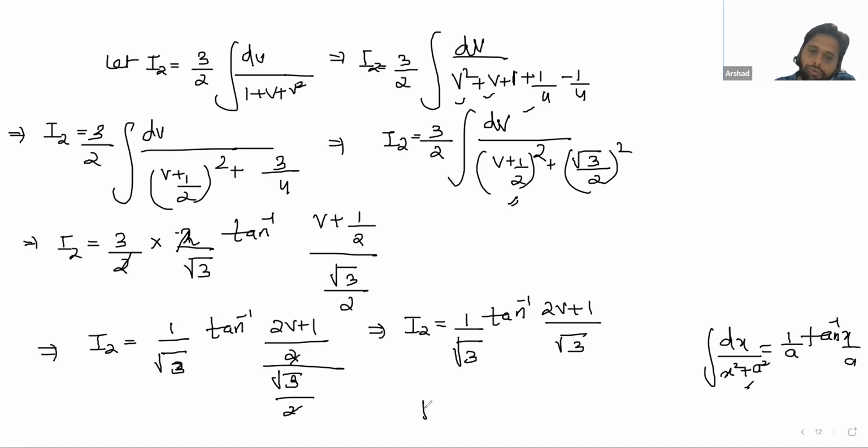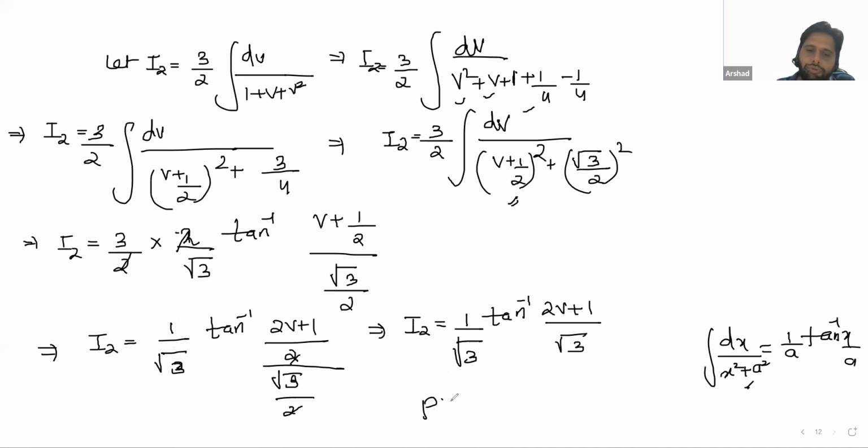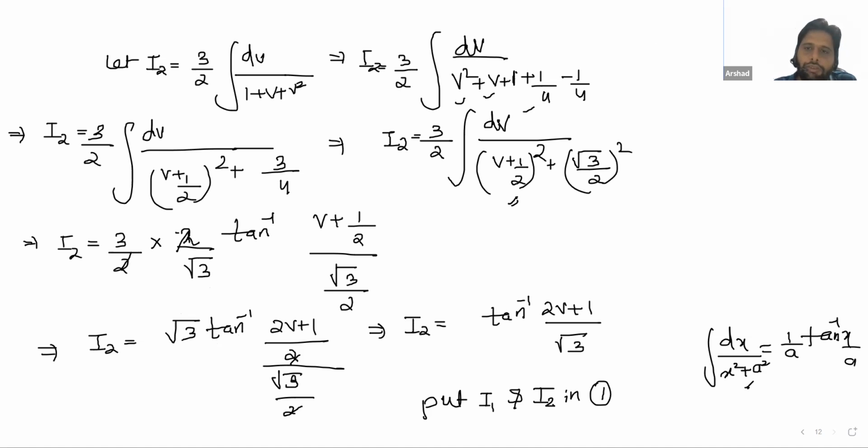Okay. Now put, what was our equation? It is first. So put. It should be root 3 into tan inverse, right? Oh, I'm sorry. Yes, it is root 3 into tan inverse. Thank you, sir. Root 3. So here we have root 3.